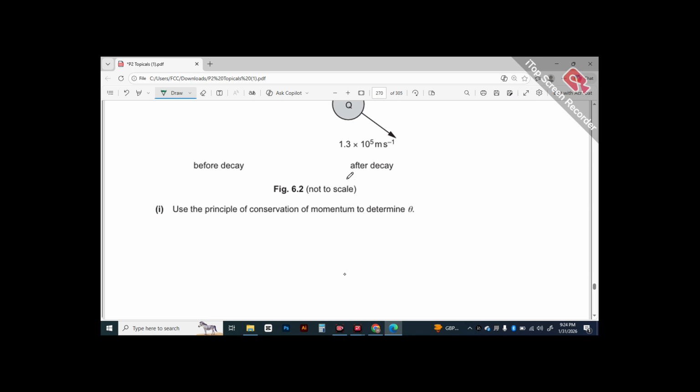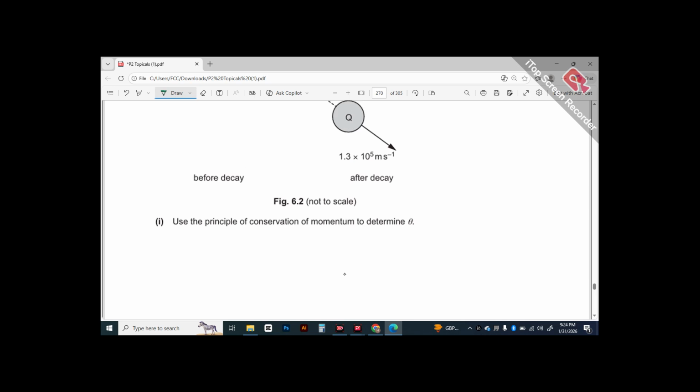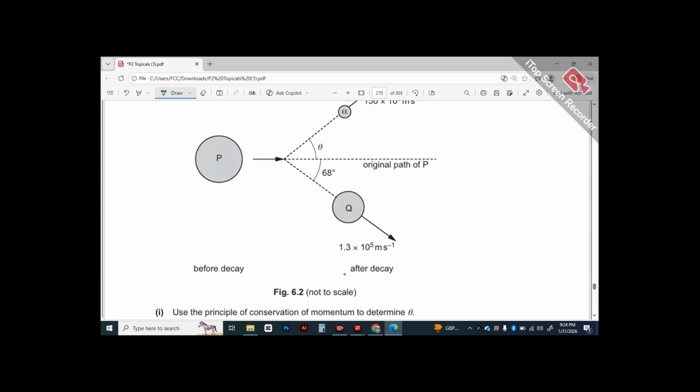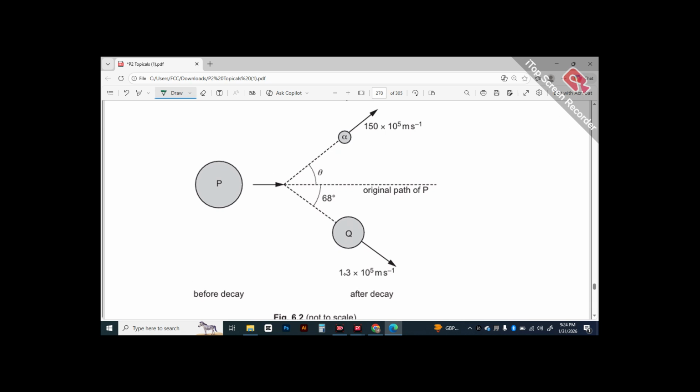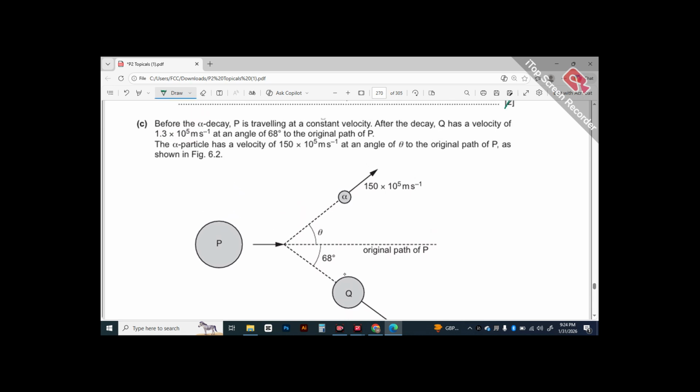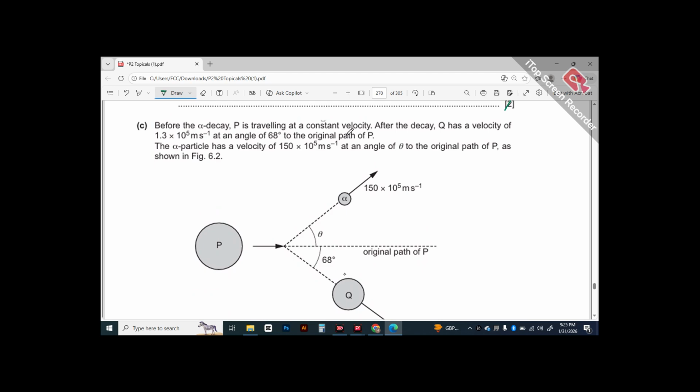So they have combined vectors with nuclear physics, particle physics. Seems like Cambridge was offended with my comment on particle physics being a piece of cake. Let's just do this.